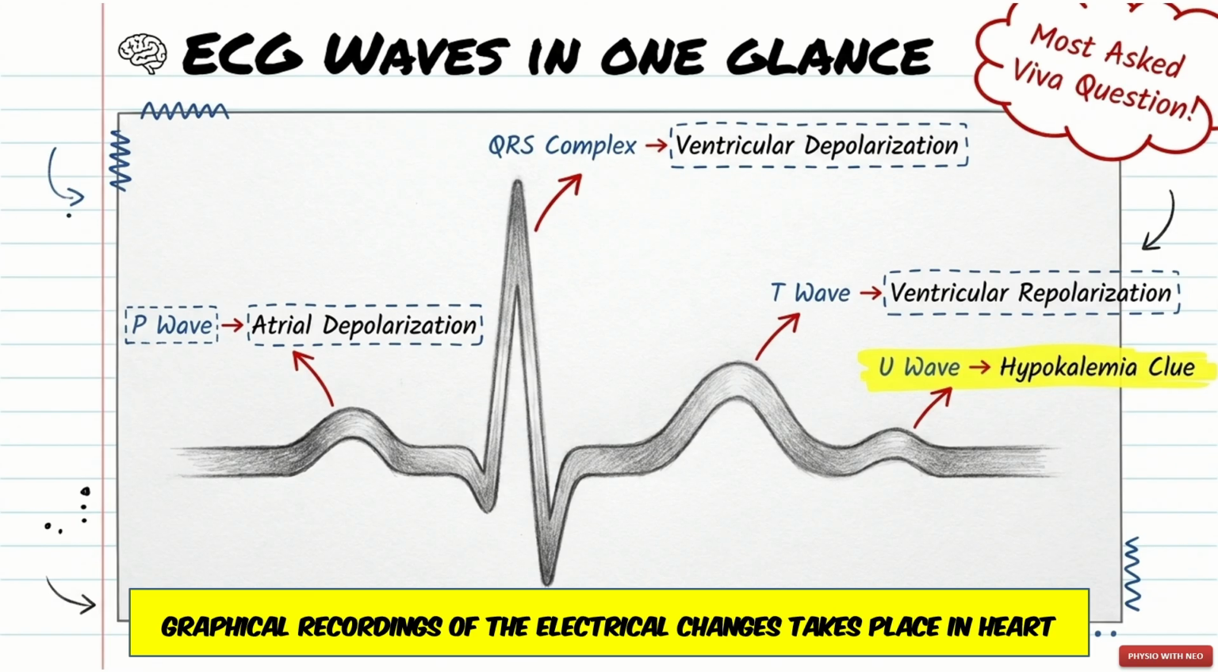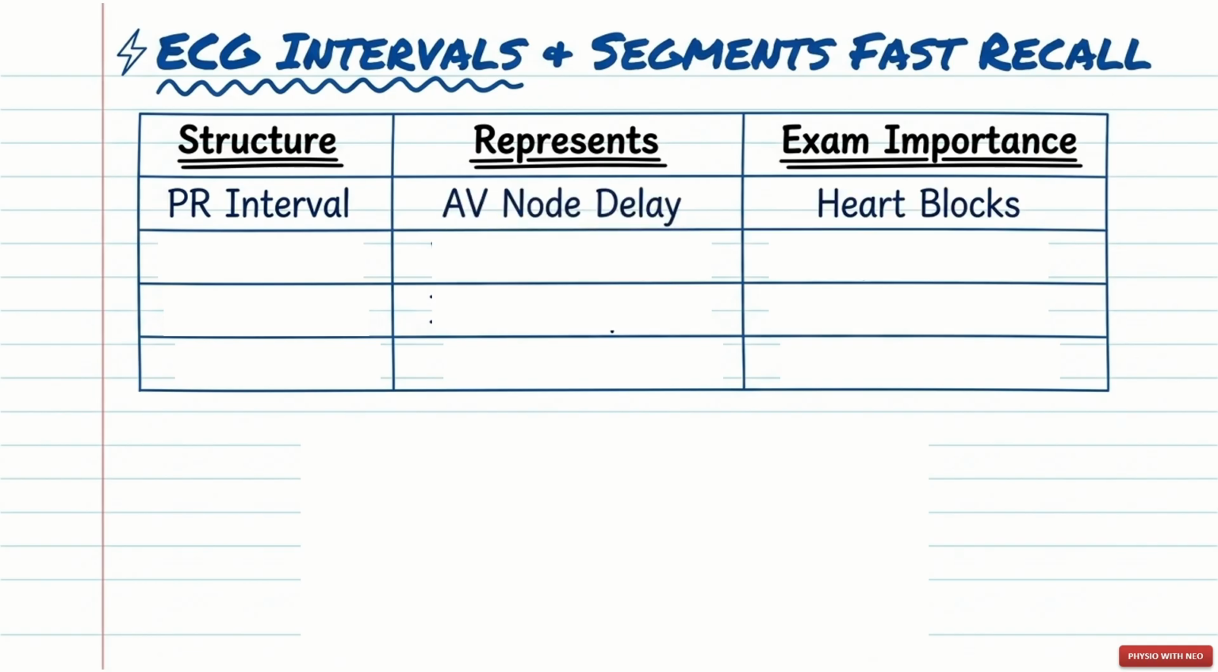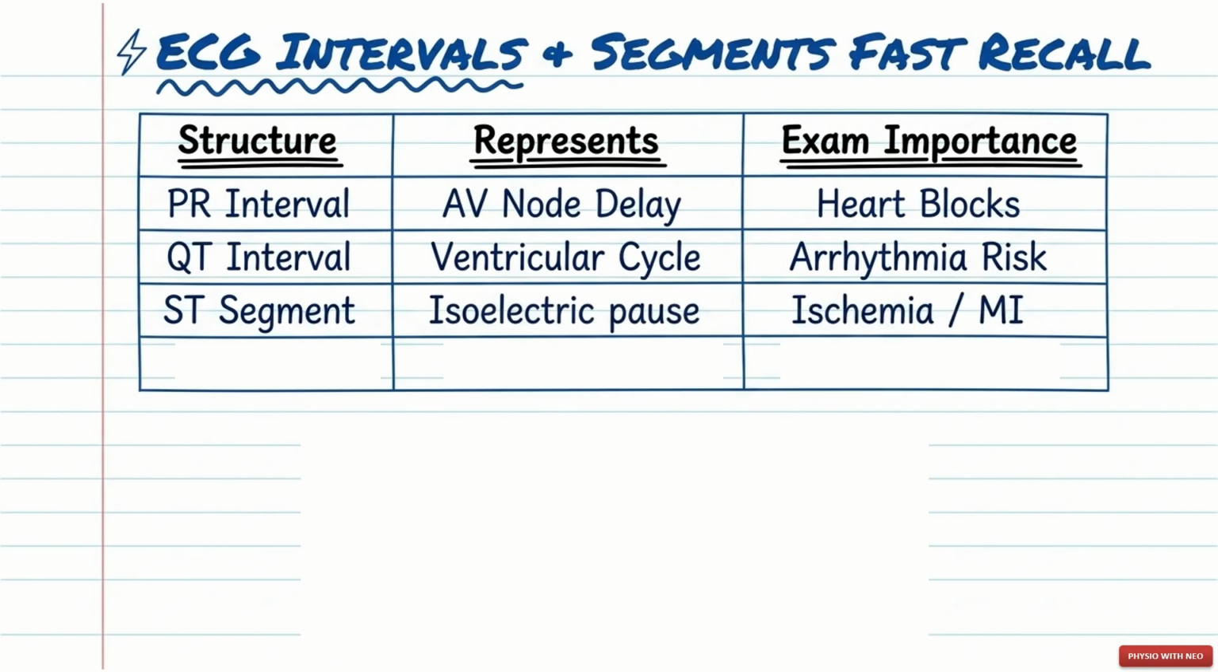Now let's revise the intervals students most commonly get mixed up. Now focus on 4 high yield components. PR interval. It represents AV nodal delay, important in heart block. QT interval. It represents the ventricular cycle, important in arrhythmia risk. ST segment. It represents the isoelectric pause, important in ischemia and MI changes. J point. It represents the end of QRS and is important in marking the ST segment beginning.